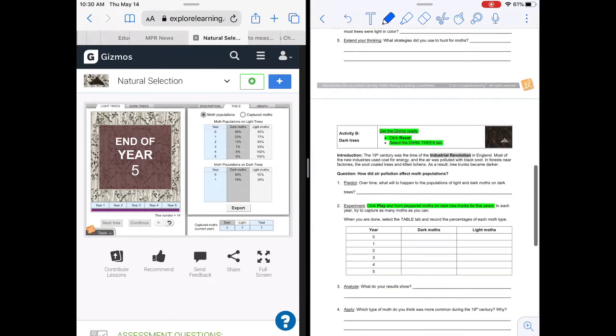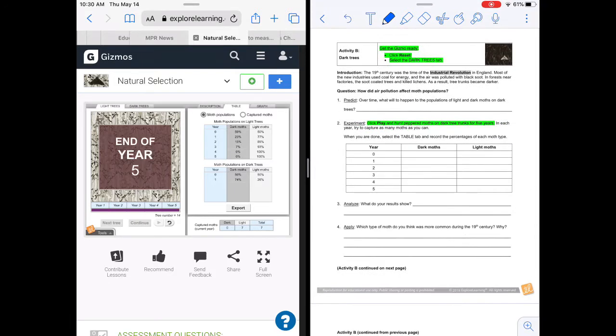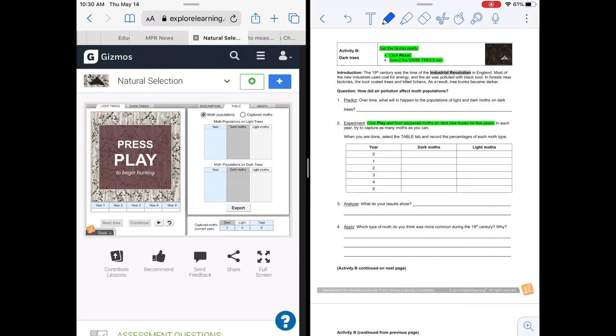Next, we're going to go on to part B. In part B, we need to do as the instructions tell us. We need to click reset. So I will do that on my screen. And we're going to change it to dark trees. So if you look where I've got the gray mouse circle hovering here, dark trees, we're going to select that. It's going to change the background.